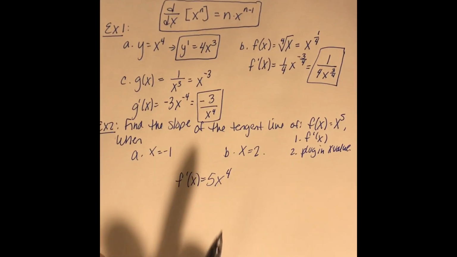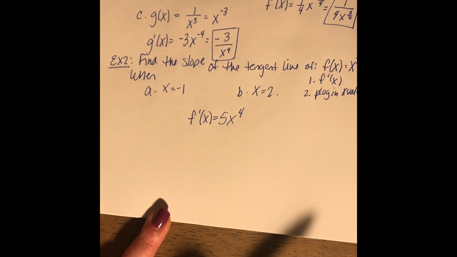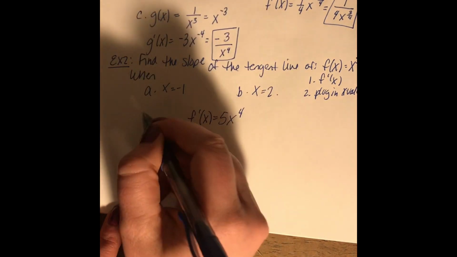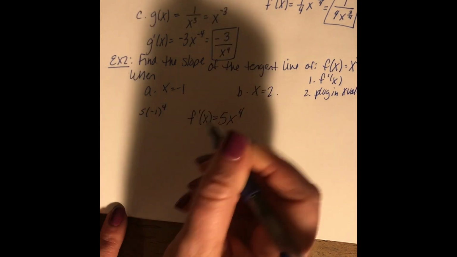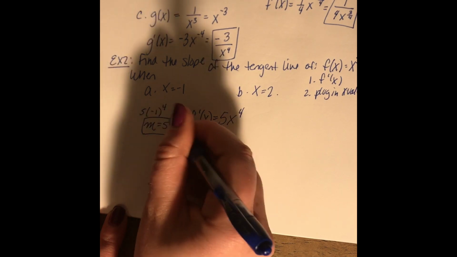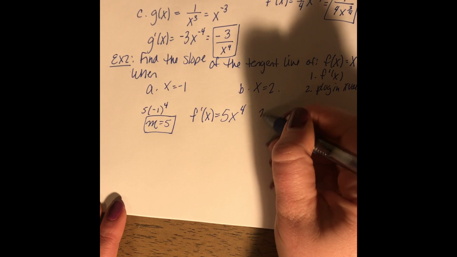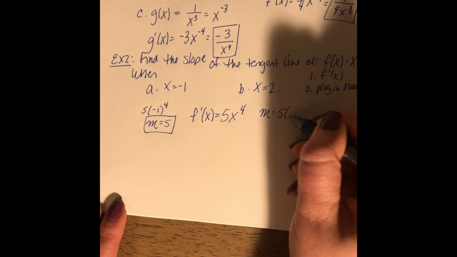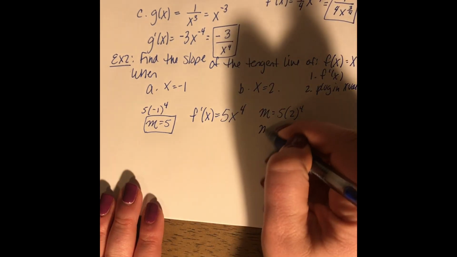So when we plug the negative 1 in for x, 5 times negative 1 to the power of 4, the slope for this example is going to be 5. And then for part B, when we plug it in, the slope is going to be equal to 5 times 2 to the 4th. 2 times 2 is 4, 8, 16, and then 16 times 5 is 80.